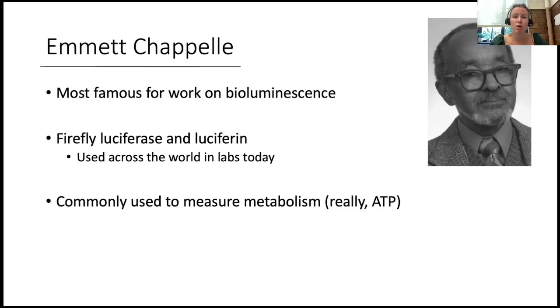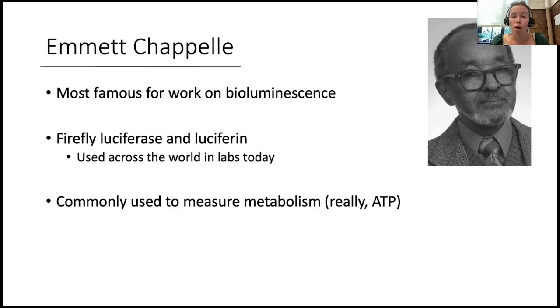Today's Meet a Scientist moment is Emmett Chappell. He is a Black scientist, most famous for his work on bioluminescence. And we are all familiar with bioluminescence if you've seen a firefly or lightning bug, depending on where you're from in the United States. So these bugs have an enzyme called luciferase and a small molecule called luciferin. And when the enzyme performs its chemical reaction with ATP, it produces light or bioluminescence.